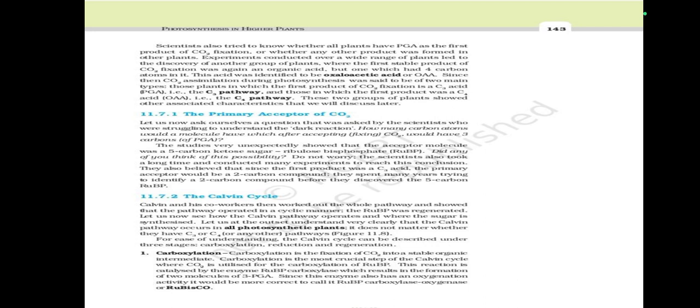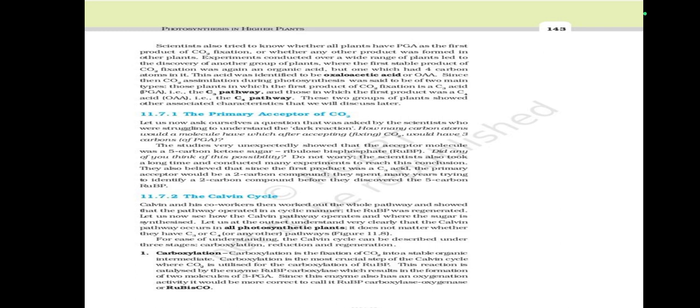Since then, CO2 assimilation during photosynthesis was said to be of two main types: those plants in which the first product of CO2 fixation is a C3 acid, PGA, that is the C3 pathway, and those in which the first product was the C4 acid OAA, that is the C4 pathway. These two groups of plants showed other associated characteristics that we will discuss later.